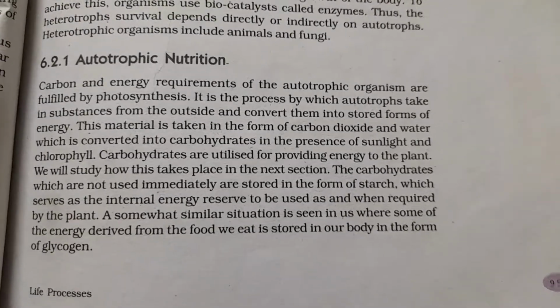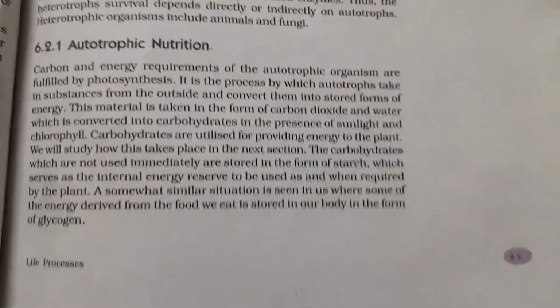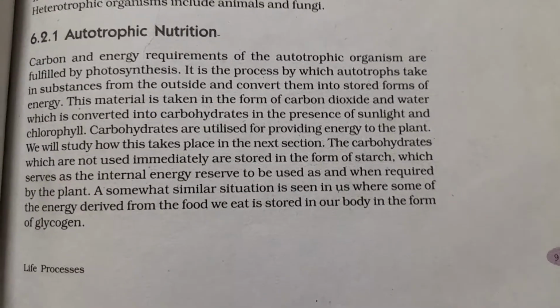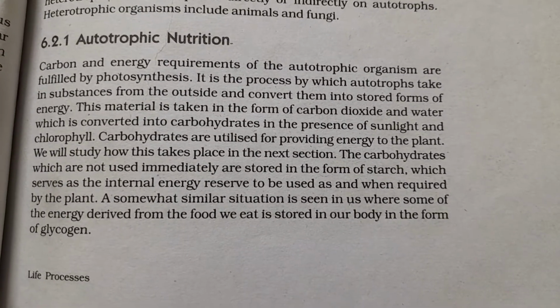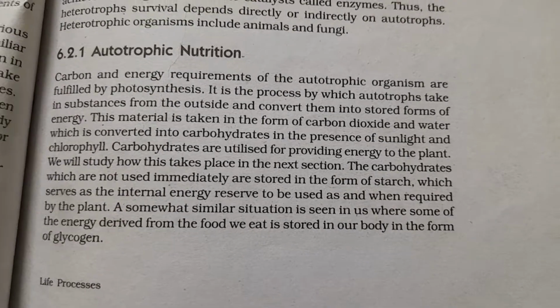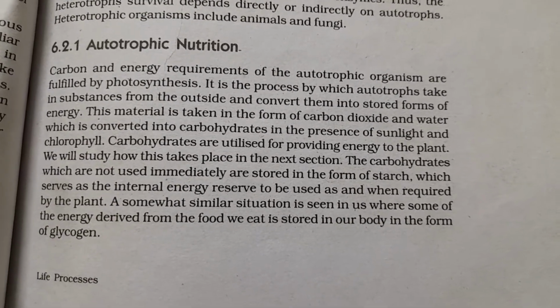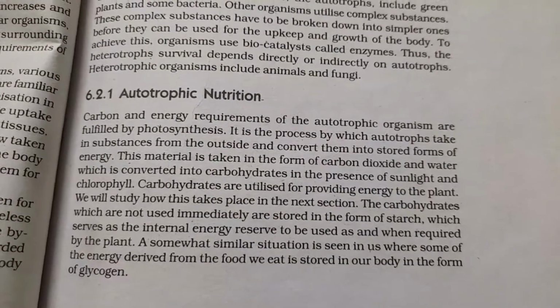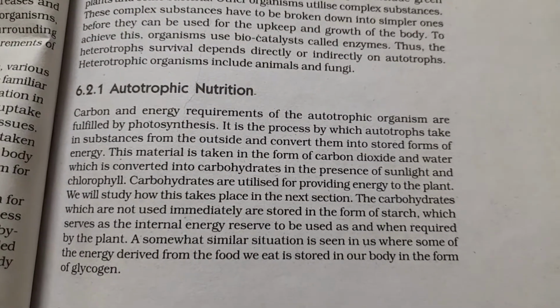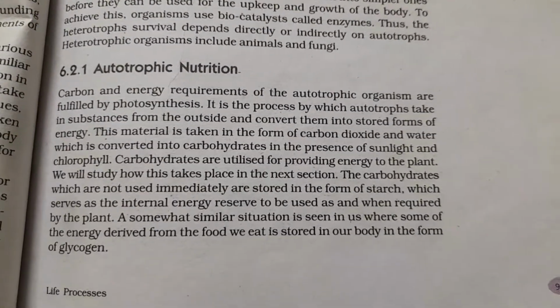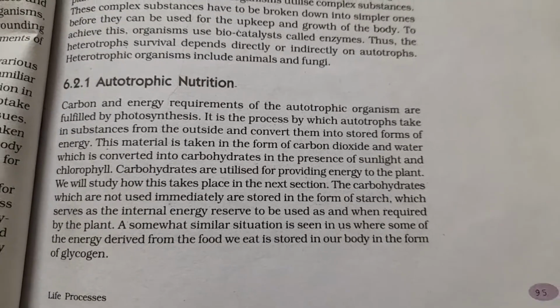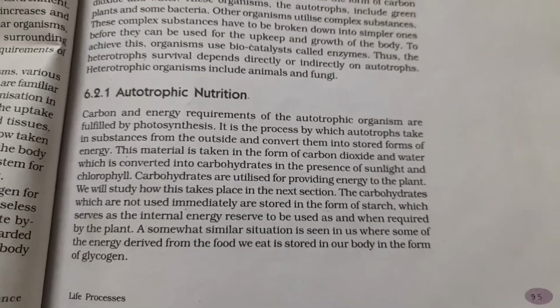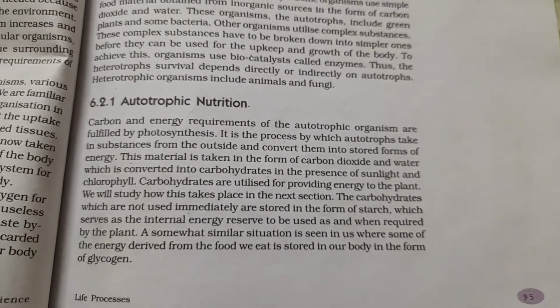So it is taken in the form of carbon dioxide and water, as I said before. That carbon dioxide is converted into carbohydrates in the presence of sunlight and chlorophyll. Chlorophyll is the substance present in leaves that gives them the green color. You might have heard of chlorophyll. It is an interesting fact actually.